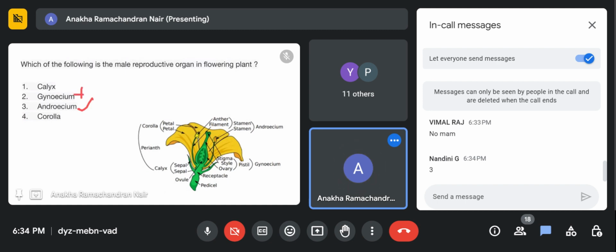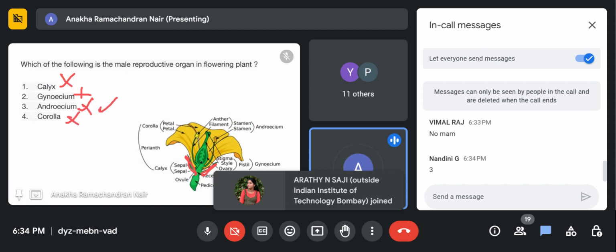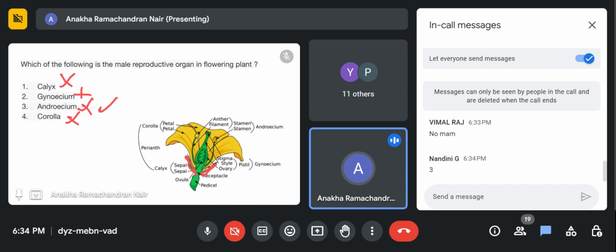Gynoecium is the female reproductive organ. The calyx is the sepal, the leafy part of the flower, and the corolla is the petal. So the correct answer is androecium. Androecium is the male reproductive organ in the flowering plant, which is made of the anther and the filament. Together they form the stamen, and that is the androecium. That is the correct answer. Let's move on to the next question.